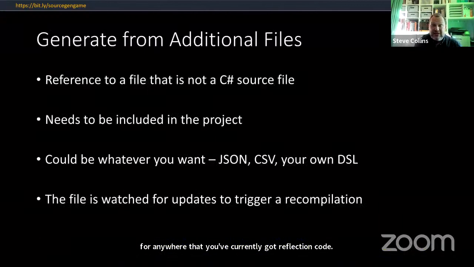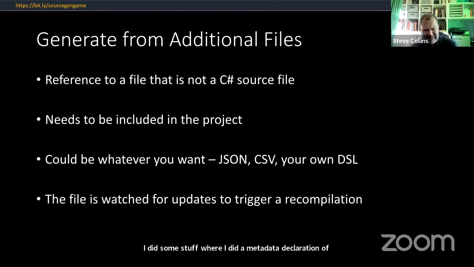But you're not just limited to looking at C# code. You can inspect other files that are marked as additional files in your consuming project. So for example, you may have some data in JSON or CSV, as I said earlier, and you may want to convert those into maybe enum types, or I did some stuff where I did a metadata declaration of what entities would look like, and then that eventually spat out C# 9 records. Fabulous things, C# records. Go look at them if you don't already know about them.